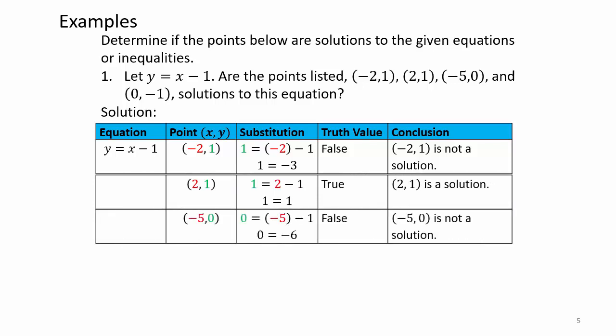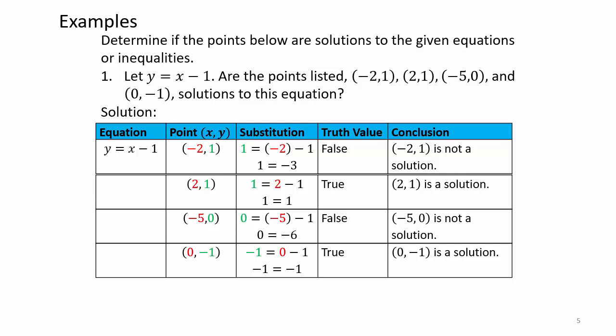For (-5, 0), 0 equals -5 minus 1, or 0 equals -6, is false, which will tell us (-5, 0) is not a solution. (0, -1), same thing. Plug it in, you get a true statement. So (0, -1) is a solution.